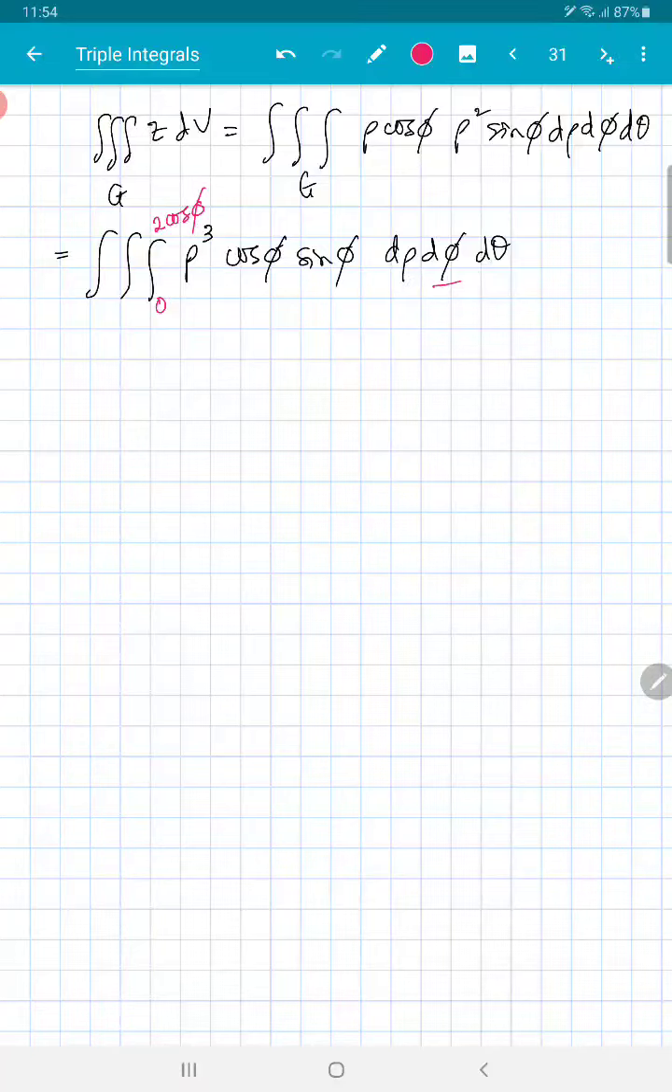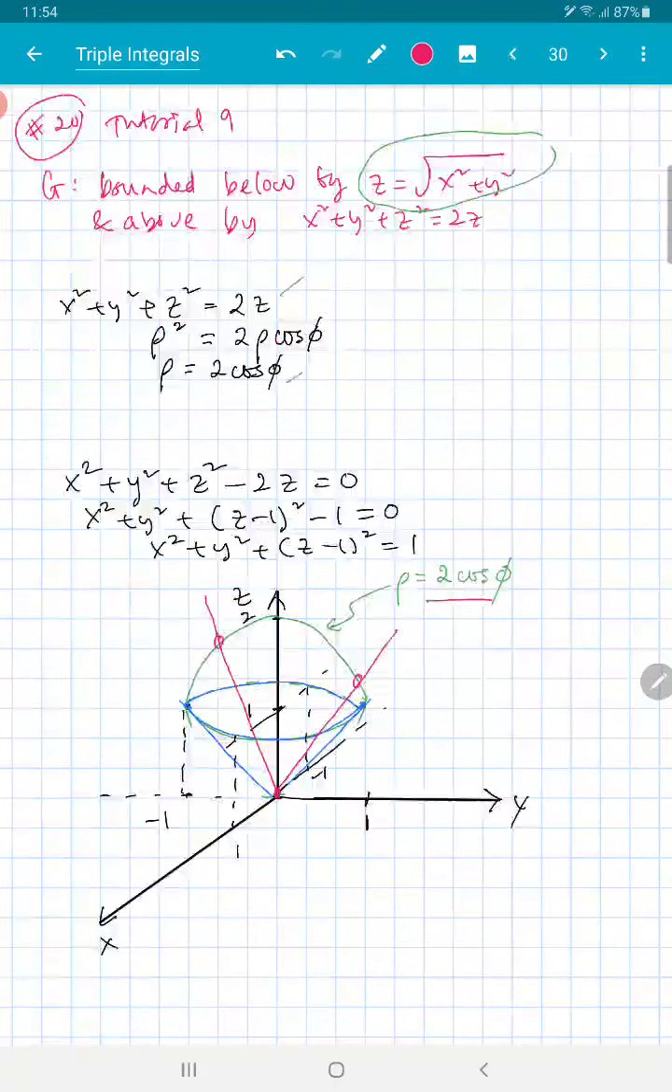Okay, now let's get the limits for phi. Remember how we measure phi? We measure phi from the positive z-axis. Let's say you start there, and you can see that it stops on the blue cone. Or you can go from here to there as well.